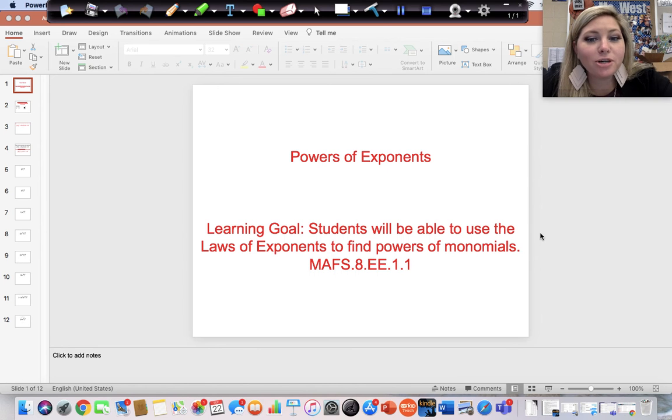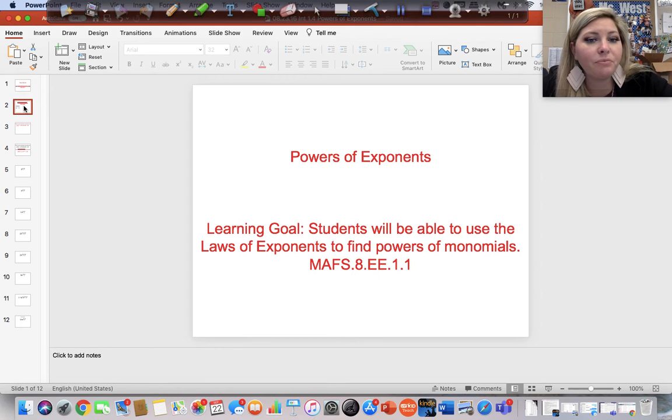Today we are doing powers of exponents. Yesterday we were working on basic exponents. So now we are working with powers of exponents. So our learning goal is that students will be able to use the laws of exponents to find powers of monomials. Remember that you need to write down absolutely everything that is typed or written in this video, and pause this video at any time you need to slow things down or write things down.